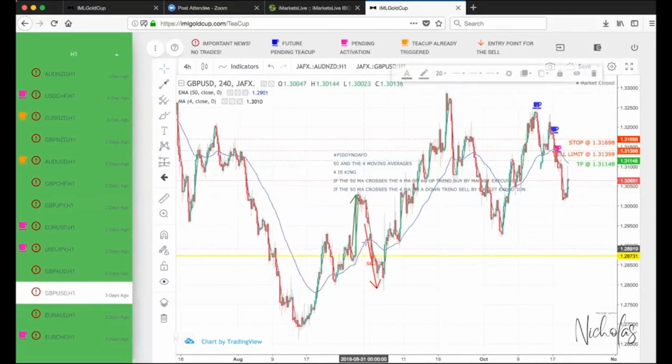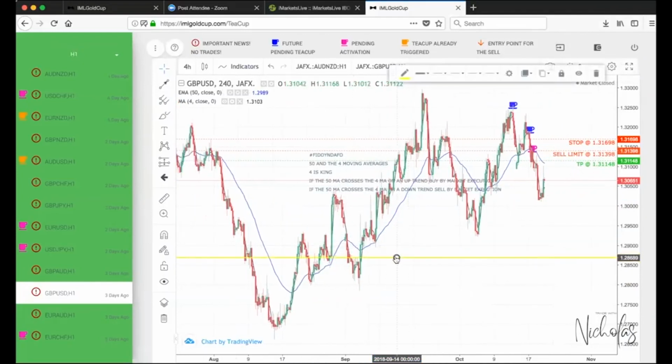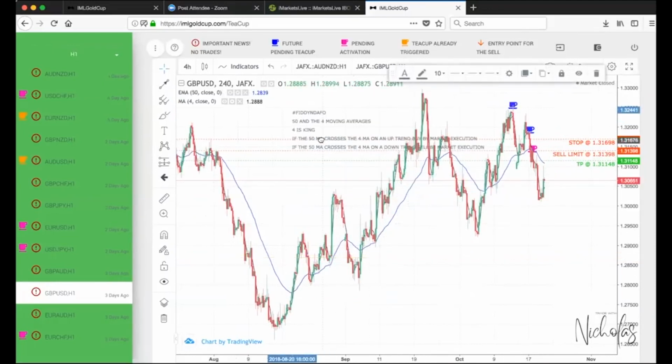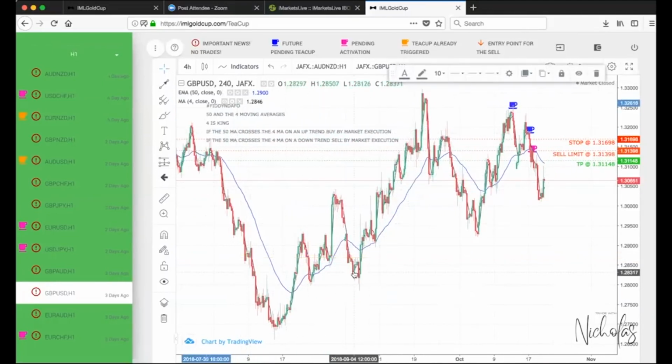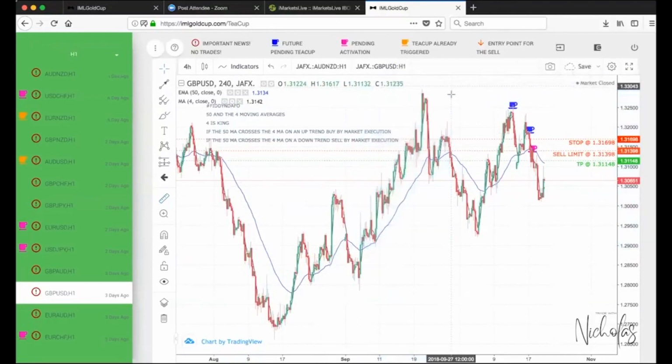I'm going to delete this from my 1 hour chart. These trends are becoming longer. Let me go from here to here. I made more pips. How many pips is this? 436 pips. Let's just go from here to here. How many pips is that?